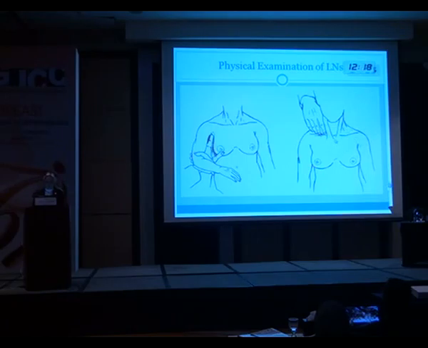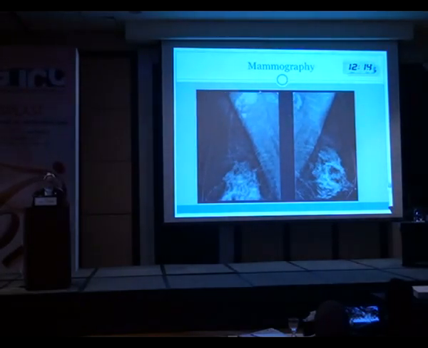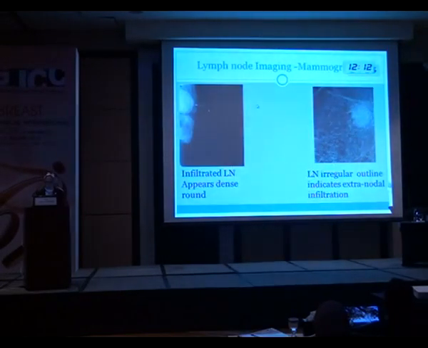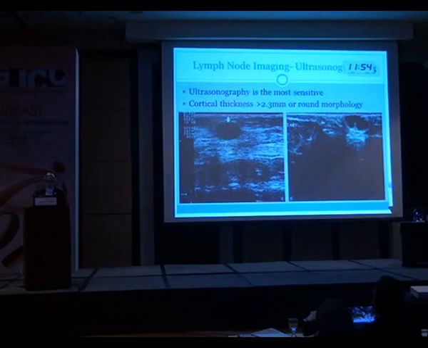For assessing the lymph nodes, we start with the physical examination. Don't forget to touch your patient, and then of course, we start with mammography. So axillary lymph nodes are almost always seen in mammography, diagnosed by being rounded in shape, dense, rounded, void of fat lucency. When having a node of irregular outline, this indicates extranodal infiltration, and this will affect the stage of the patient.